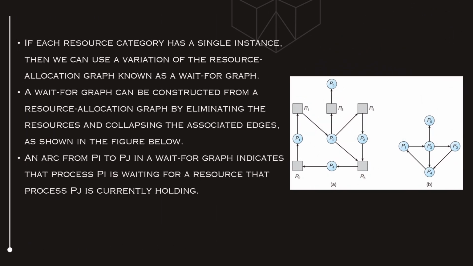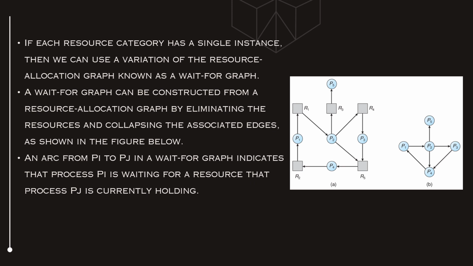We have already discussed the wait for graph. It is used for resources that have a single instance. Here, figure A shows the resource allocation graph and figure B shows the wait for graph of the corresponding resource allocation graph. A wait for graph can be constructed from a resource allocation graph by eliminating the resources and collapsing the associated edges, as shown in the figure below.